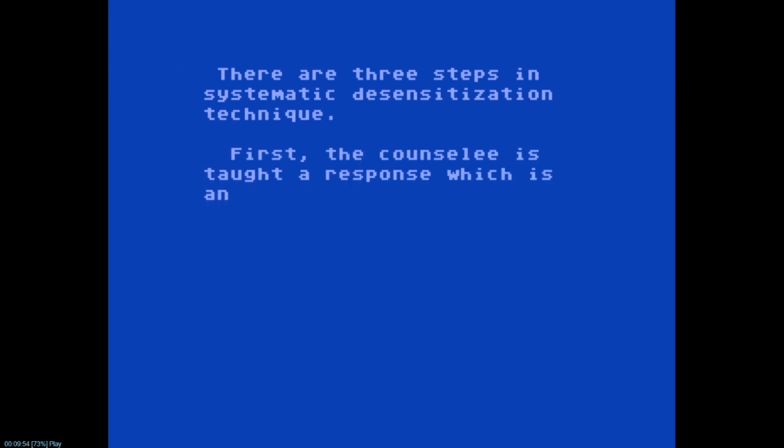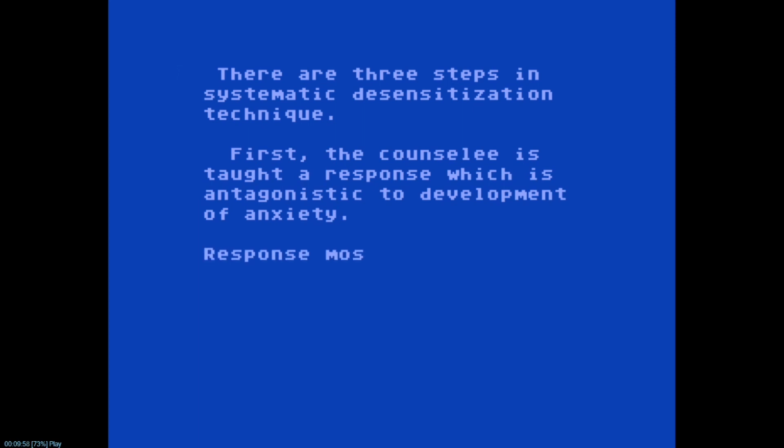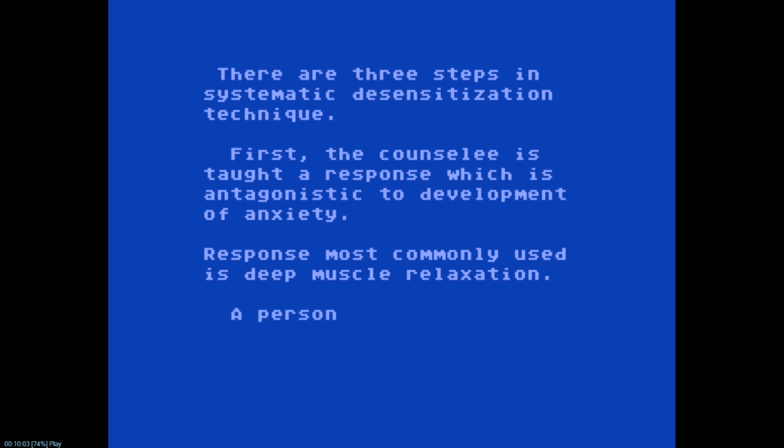There are 3 steps in the systematic desensitization technique. First, the counselee is taught a response which is antagonistic to the development of anxiety. The response most commonly used is deep muscle relaxation. A person is seldom anxious and relaxed at the same time.